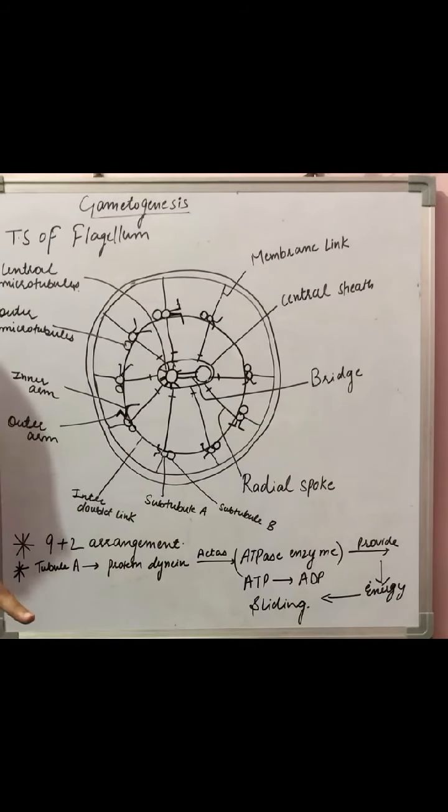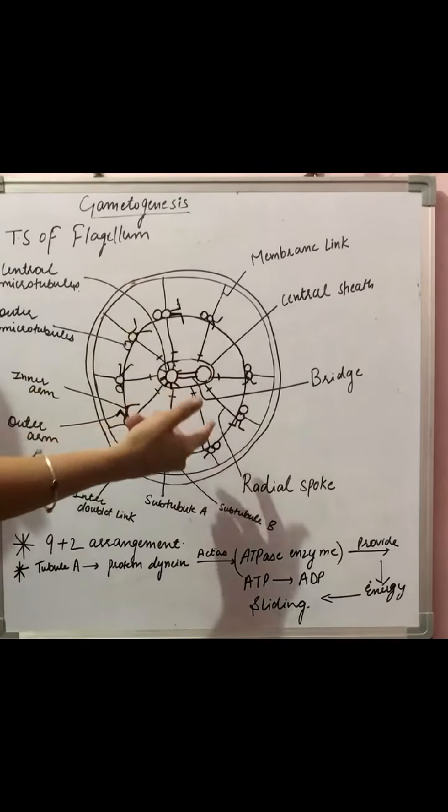Protein is formed from the mRNA and mRNA is formed from the DNA and DNA has the genes. If any kind of mutation takes place in that gene, there will be no transcription, there will be no mRNA, and if there is no mRNA, there will be no translation and no protein will be formed. And if there is no protein, then there will be no sliding of the microtubules.